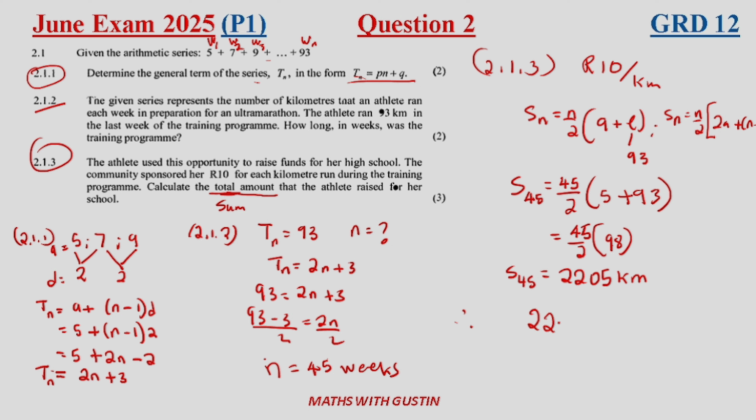Therefore the total amount of money raised will have to be the total amount of kilometers multiplied by the 10 rands that she's given per kilo. So the total amount of money is 22,050 rand. This is the total amount of money that was raised during the training program for this ultra marathon.